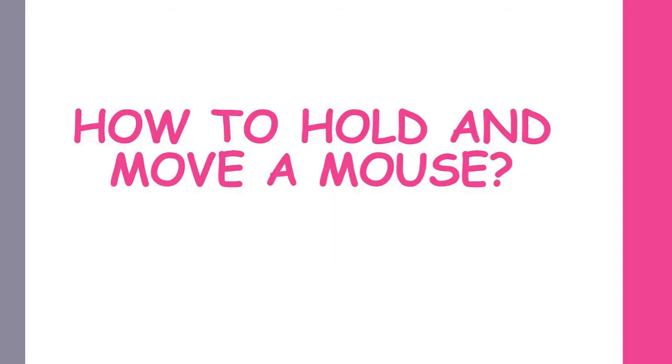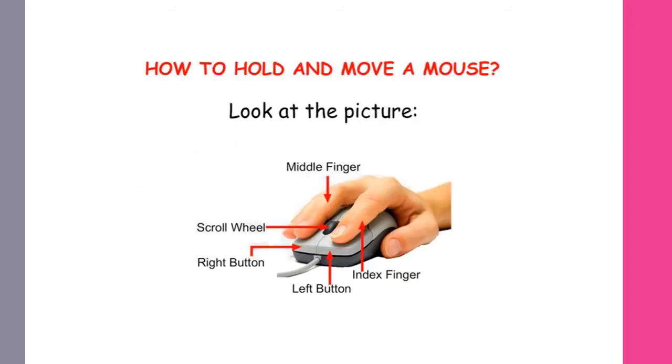Okay, children, now we will learn how to hold and move a mouse. So, children, look at the picture. In this picture, we have middle finger, scroll wheel button, right button, left button and index finger. We will put the index finger on the left button and the middle finger on the right button of the mouse.